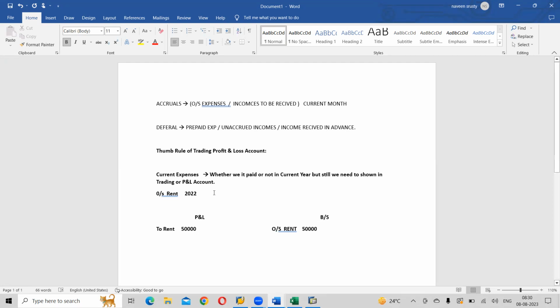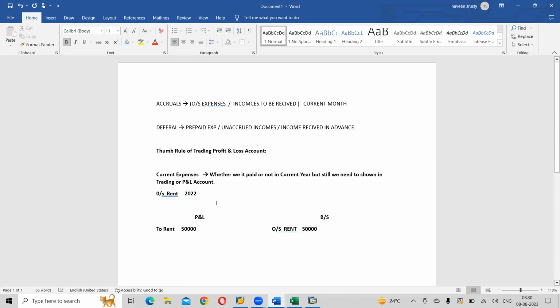Two effects. When we have not yet paid the rent of last year or current year, the first effect is that, whether we paid it or not, it needs to be shown in the books of accounts. So, rent expense, and we have not paid. That's the reason we show it in the balance sheet under current liability as outstanding rent. Clear? If you paid, then it will not affect our balance sheet because we are not liable to pay. We have already paid.